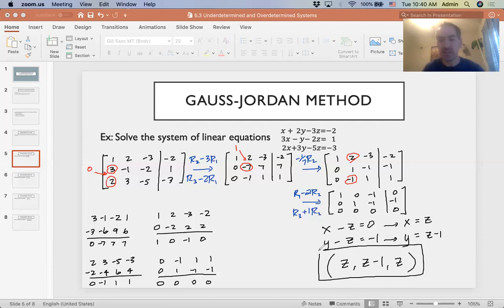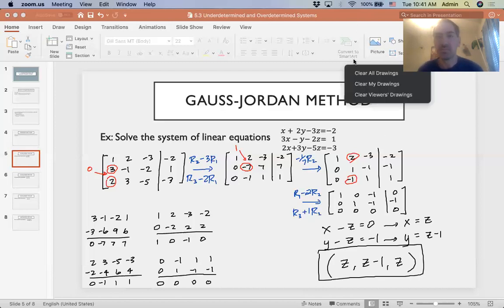Now, the final answer is not infinitely many solutions. That's true, but that doesn't describe our solution. This describes our solution. That's the case with infinitely many solutions. Now we'll see the next example, same procedure, but we should get a no solution case for that.